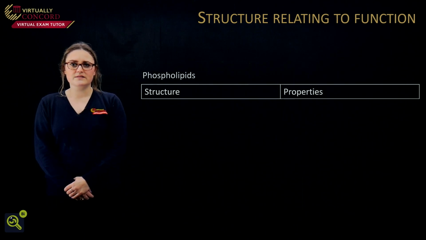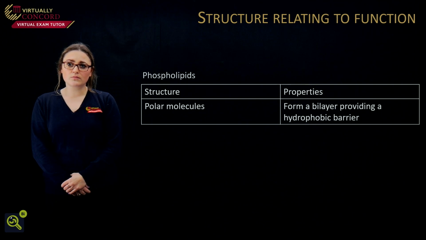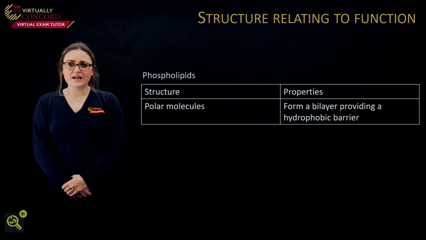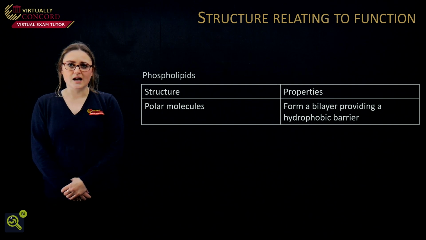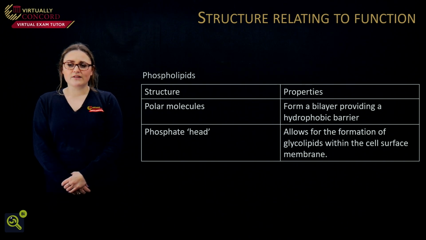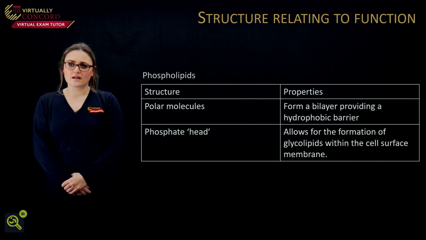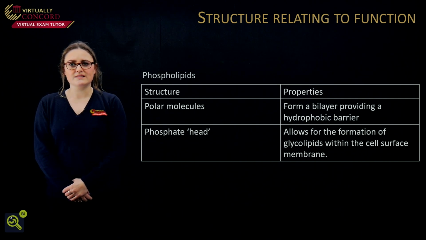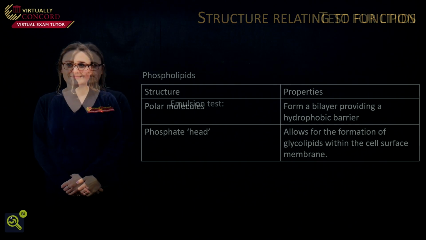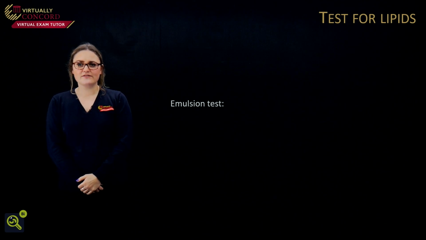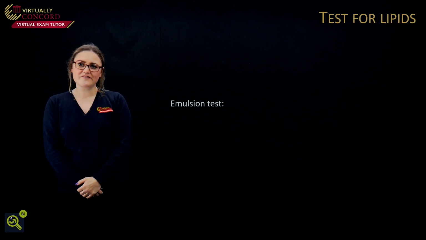Next up, phospholipids. So they are polar molecules. This means they can form a bilayer, and this provides a hydrophobic barrier, often between the inside and the outside of a cell. And they have a phosphate head. This allows for the formation of glycolipids within the cell surface membrane, and there is more on this in the cell membrane video. Now that we've looked at the structure of phospholipids and triglycerides, we need to go over to the lab to have a look at the test for lipids.